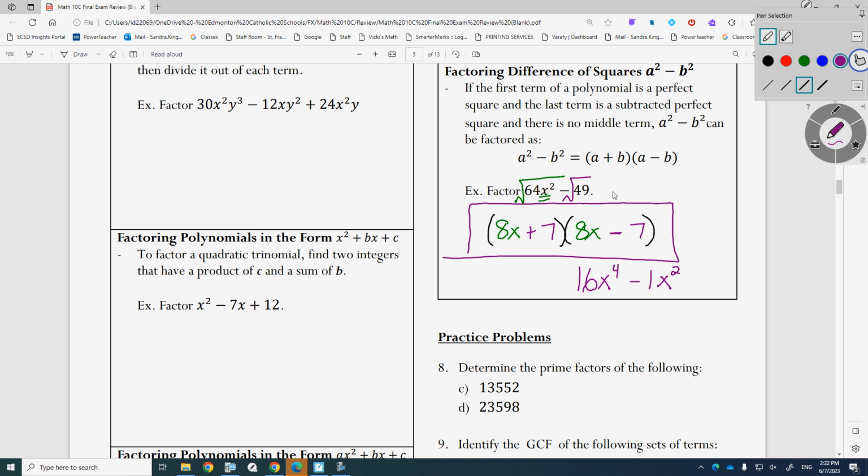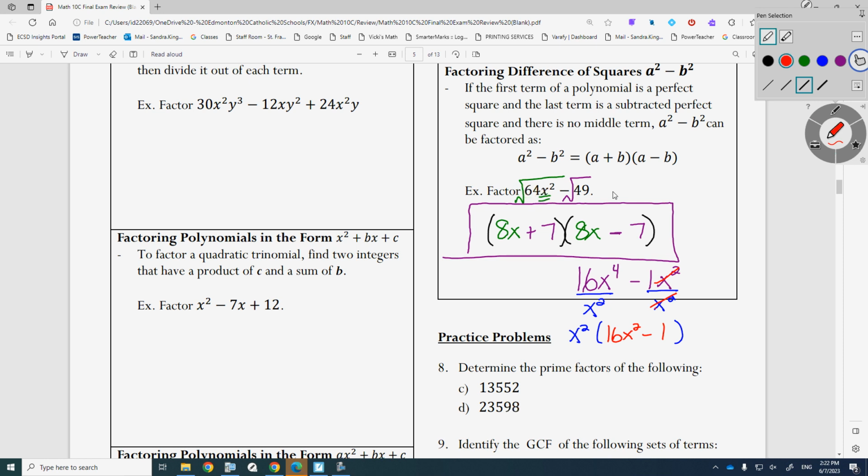It's x squared. Okay, so first thing I need to do is divide out an x squared. That goes in front of the bracket. Answer goes in the bracket. So 16 x to the 4 divided by x squared would be 16. Subtract those exponents and you'd get x squared minus, those x squareds would cancel and I'd bring down the 1.